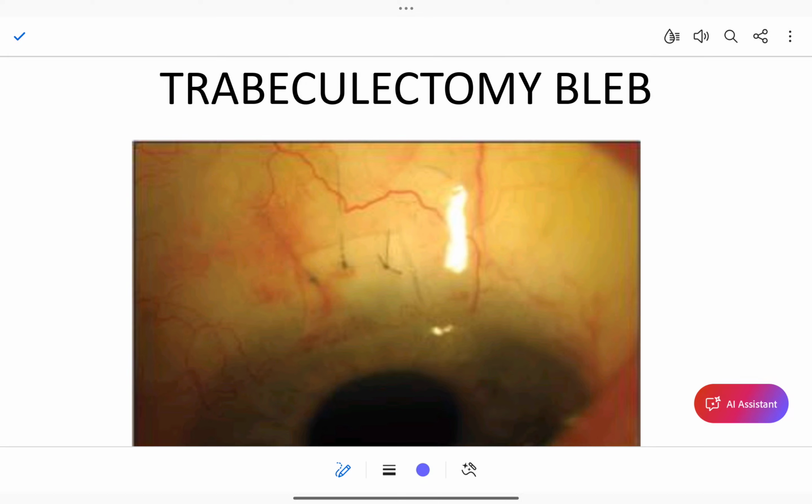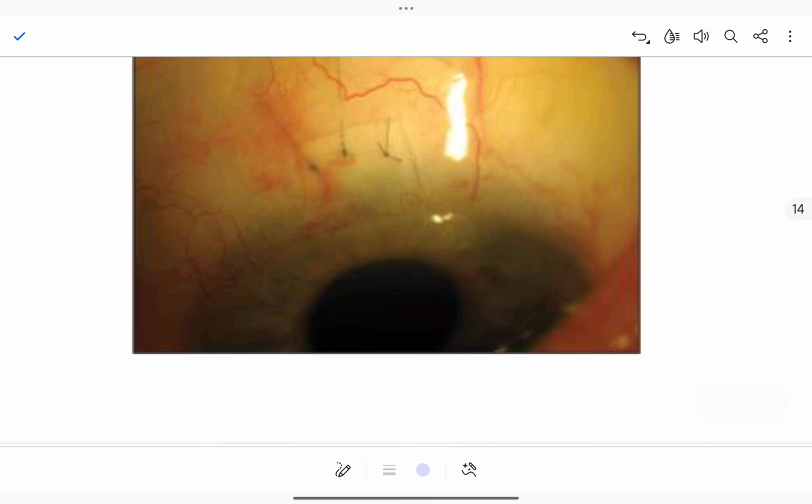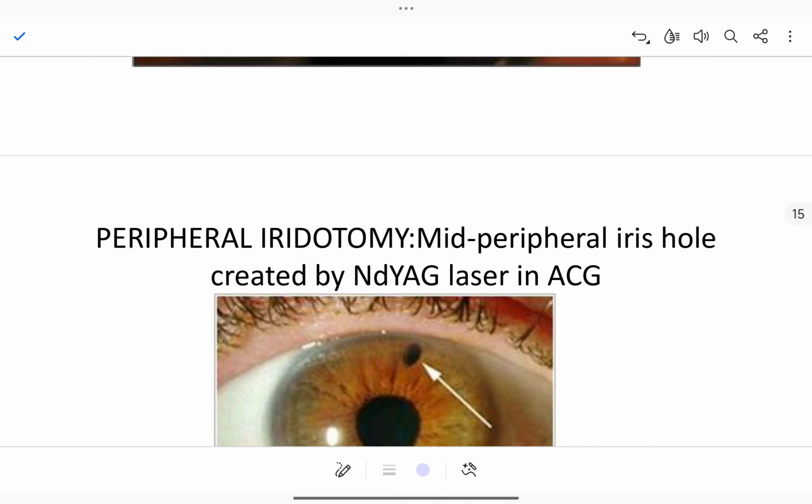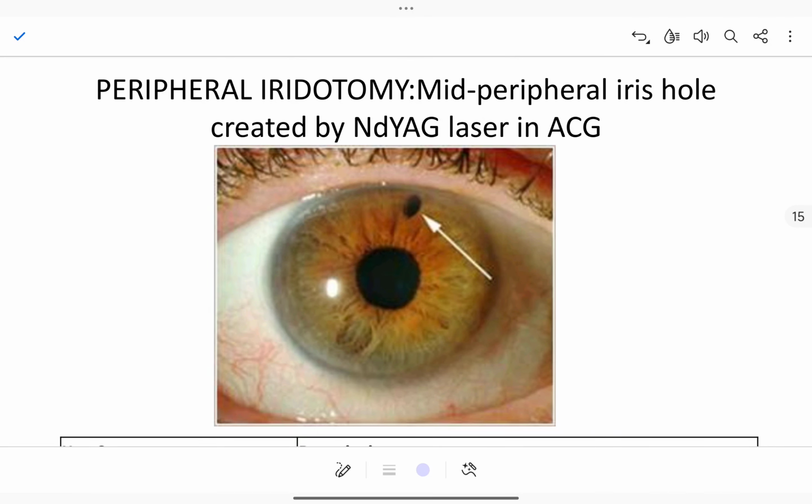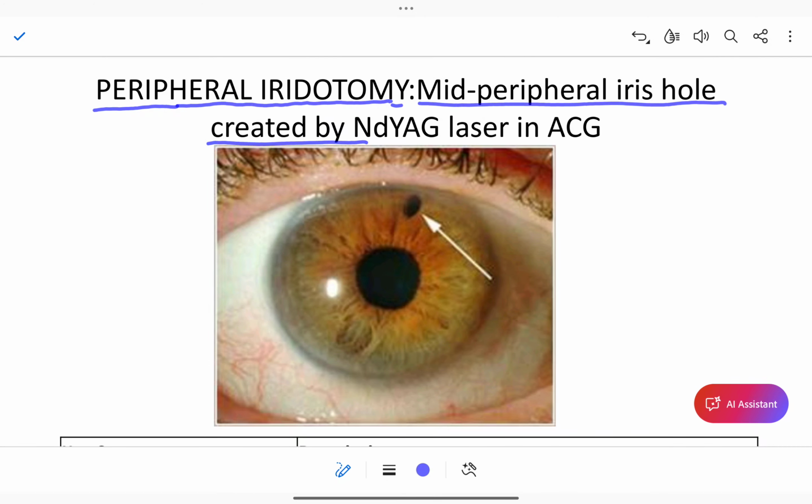This is called trabeculectomy blade. See, trabeculectomy blade. This is called peripheral iridotomy, a mid-peripheral iris hole created by Nd:YAG laser in SCG.